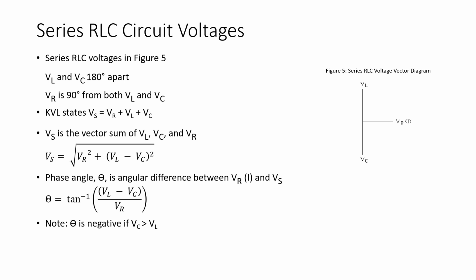And the phase angle, again represented with the Greek letter theta, is the angular difference between the resistive voltage and current and the source voltage. And mathematically, the phase angle is the inverse tangent of (VL minus VC) over VR. And note that this equation will return a negative value for theta if VC is greater than VL.